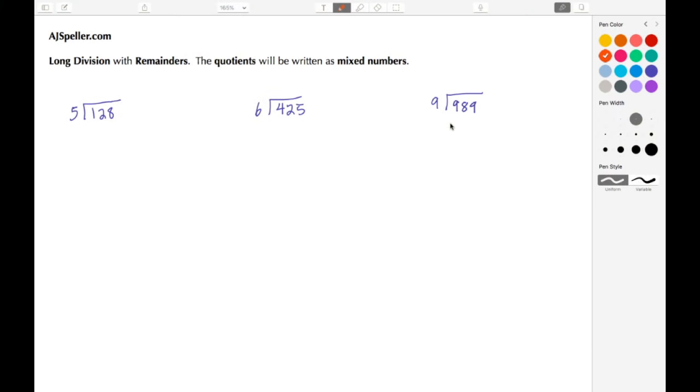Welcome back to ajspeller.com. In today's video, we're going to work on long division with remainders, and we're going to write our quotients, which are the answers to division problems. We're going to write those quotients as mixed numbers. All right, here are three problems.